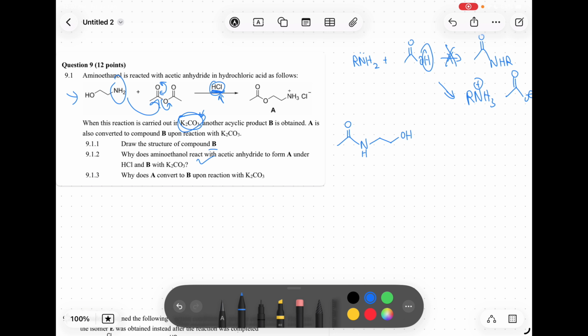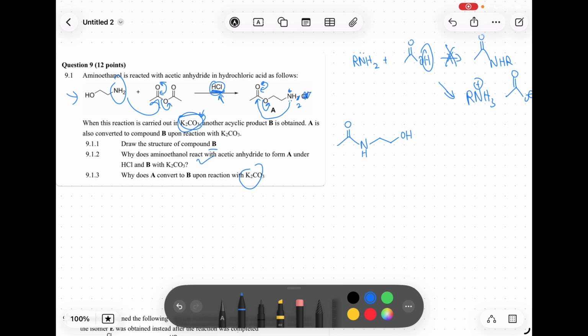And why does A convert to B upon the reaction with K2CO3? That is again because K2CO3 will just help remove the extra proton here, so this becomes NH2, and then you have this thing which obviously isn't very preferred because your NH2 is stronger than your OH here, so this end will simply attack here, and you have an internal substitution.